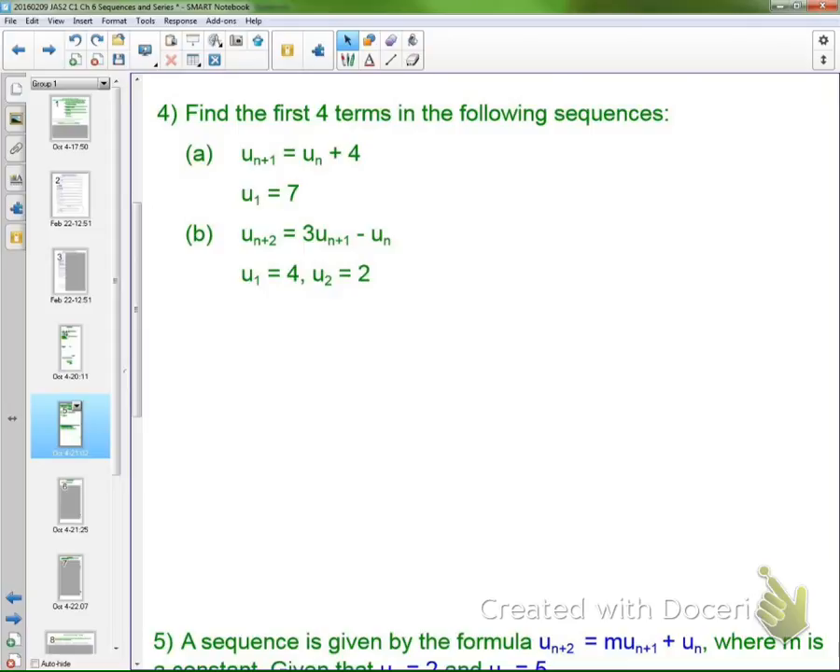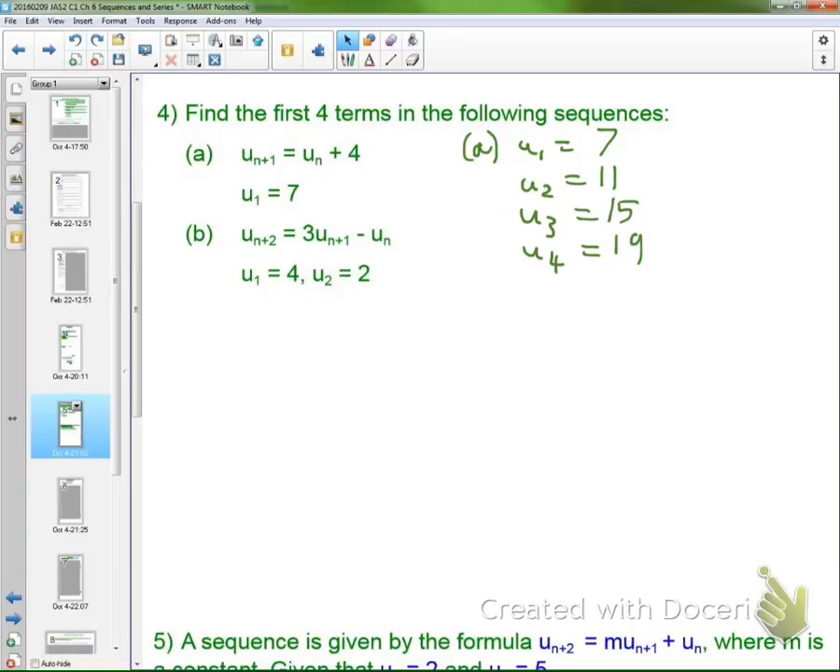So here we have a couple of recurrence relations, and we want to find the first 4 terms in both of these sequences. The first one is fairly straightforward. Our recurrence relation is just add 4 to the previous term. We have that u1 is equal to 7, so u2 is equal to 11, u3 is equal to 15, and u4 is equal to 19. And that's all the question has asked us to do.